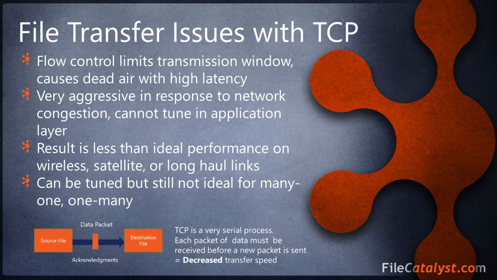TCP is also a poor choice for transferring files across wireless, satellite, or long-haul links. For AEC companies with customers and partners around the world, long-haul links are a very common way to transfer these files, and the performance is less than ideal for these use cases, especially when more complex projects emerge that are made up of high-resolution graphics and very large project files. There sometimes is tuning available, however, but it's still not ideal for many-to-one or one-to-many transfers, and because this is lacking, it makes synchronization tasks much harder than they need to be.